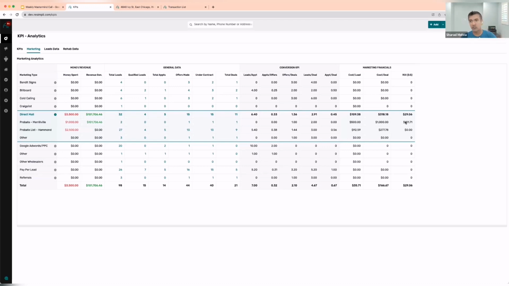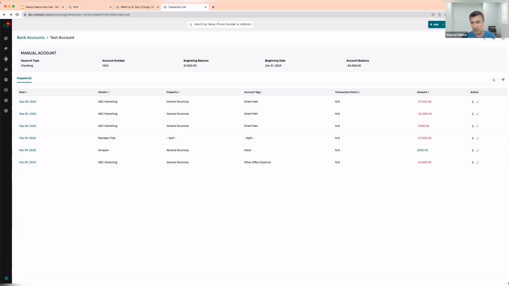What ROI tells you is, for every dollar that you're putting in your marketing, how much money you're making from that. As you start putting more and more money into your marketing, this will keep getting updated, and cost per lead and cost per deal will keep getting updated in real time.